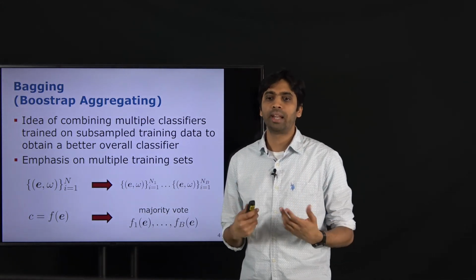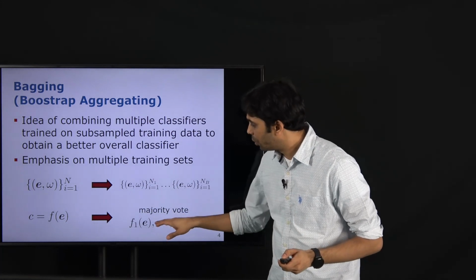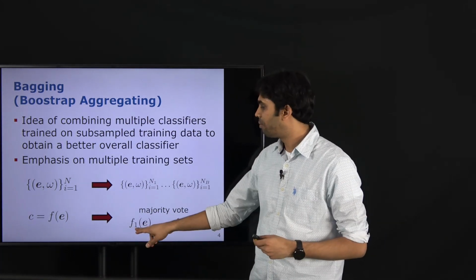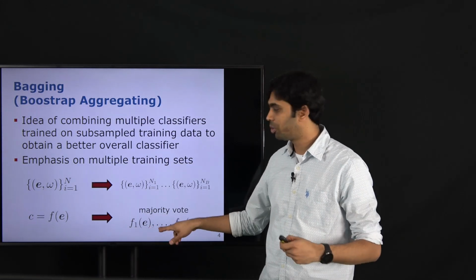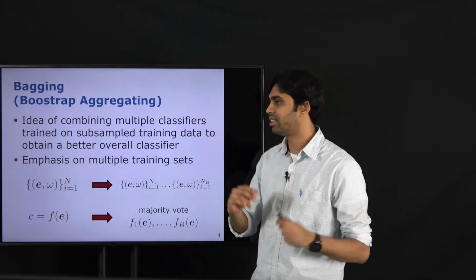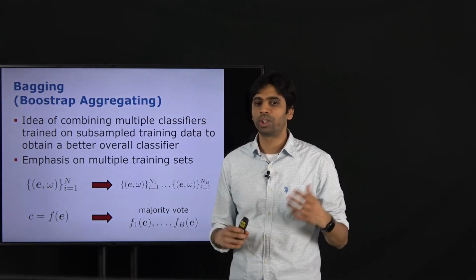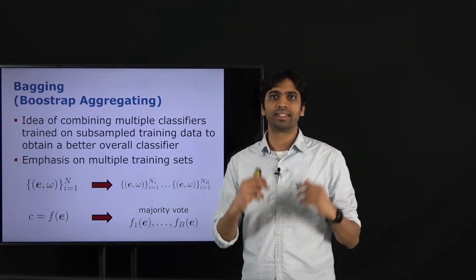And the goal would then be to take that decision, which is kind of the majority vote. So for example, F1 says it's a cat, F2 says it's a cat, and FB says it's a dog, just for example. Then since cat has 2 votes versus dog has 1 vote, we say, okay, it's a cat.